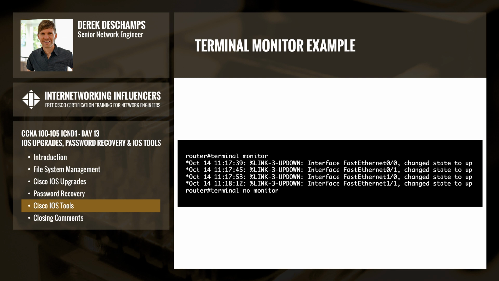For example, on this device, the terminal monitor command was used to enable the display of debug and system messages for the current terminal session. Once this command was entered, several system messages were displayed as they were being generated. The terminal no monitor command was then used to prevent further debug and system messages from being displayed.